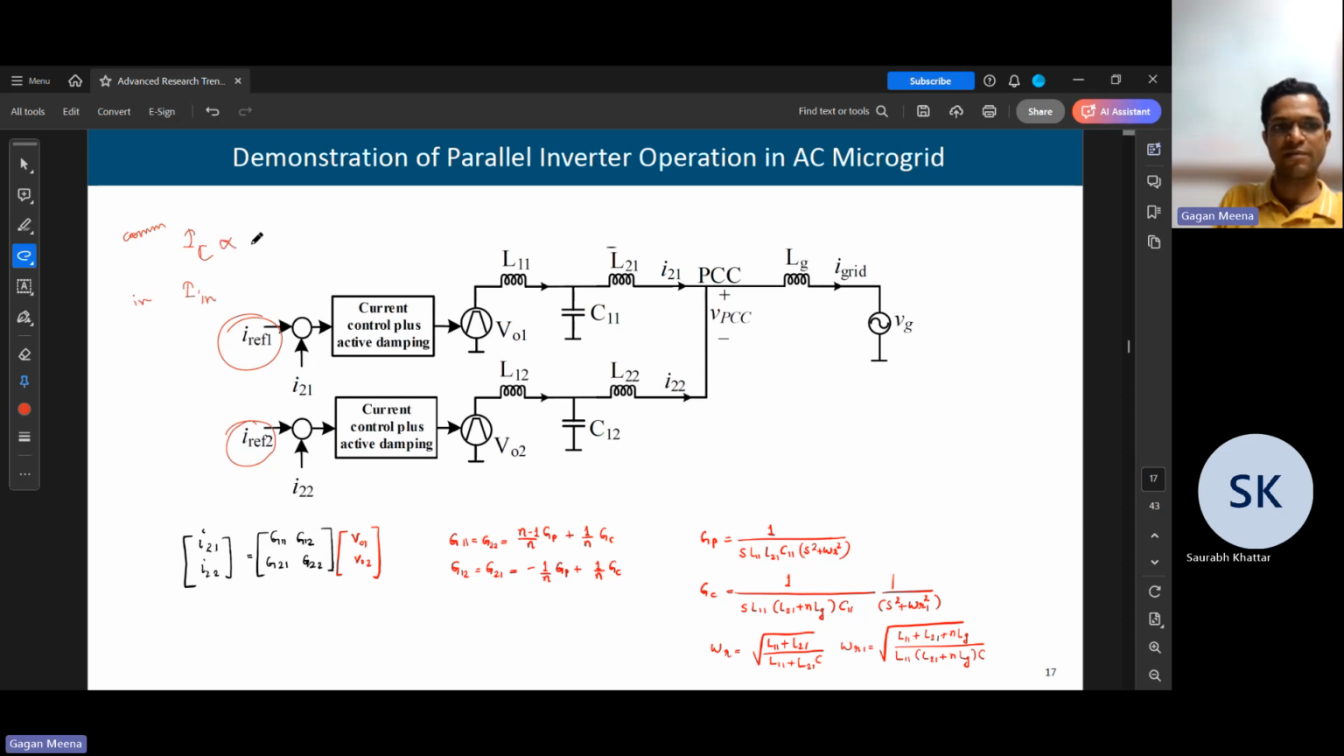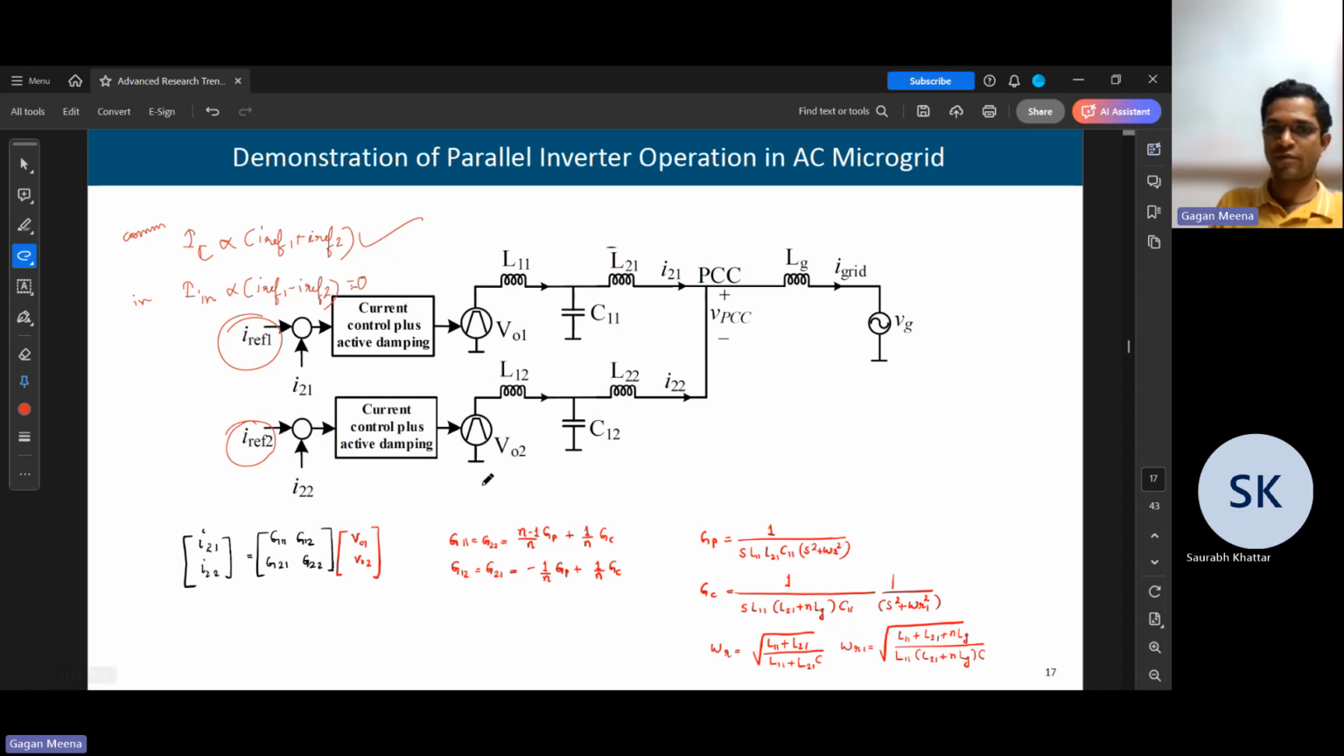So the common current is proportional to I_ref1 plus I_ref2, and the interactive current is proportional to the difference. If these two are the same, then it will be 0. But if they are different, then it is non-zero. And the common current is proportional to the sum of these two.